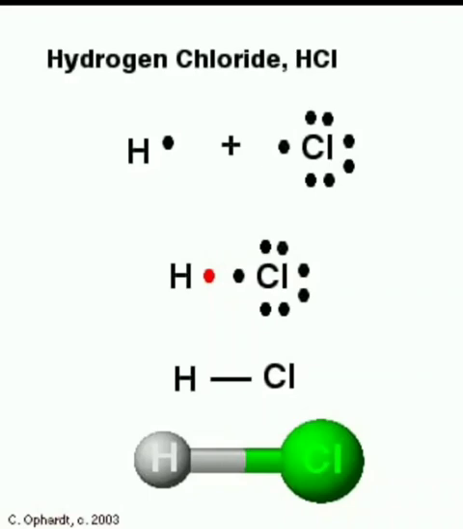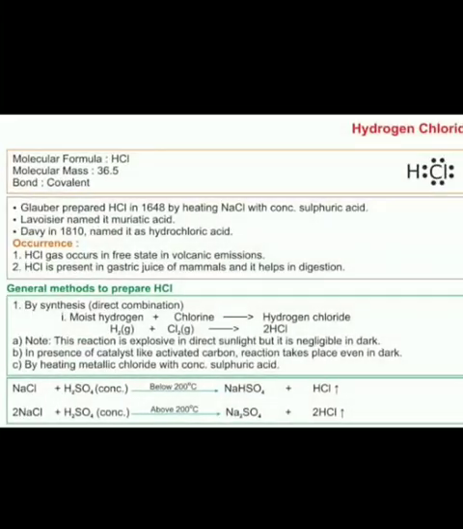Next, we will discuss the general preparation of hydrogen chloride gas. The first is that hydrogen chloride is formed by direct combination or synthesis reaction. When hydrogen reacts with chlorine in the presence of diffused sunlight, we produce hydrogen chloride gas. And remember, in direct sunlight or in the dark, we cannot prepare hydrogen chloride. That means H2 plus Cl2, in the presence of diffused sunlight, gives hydrogen chloride.